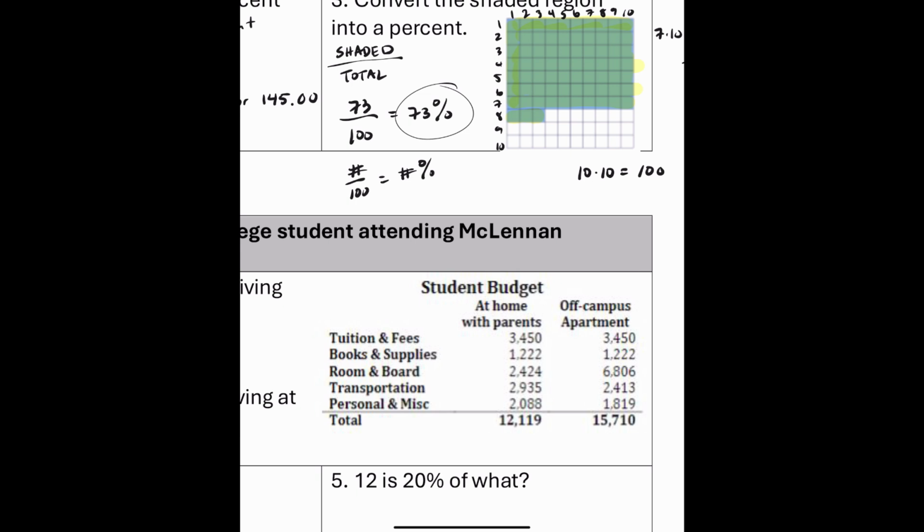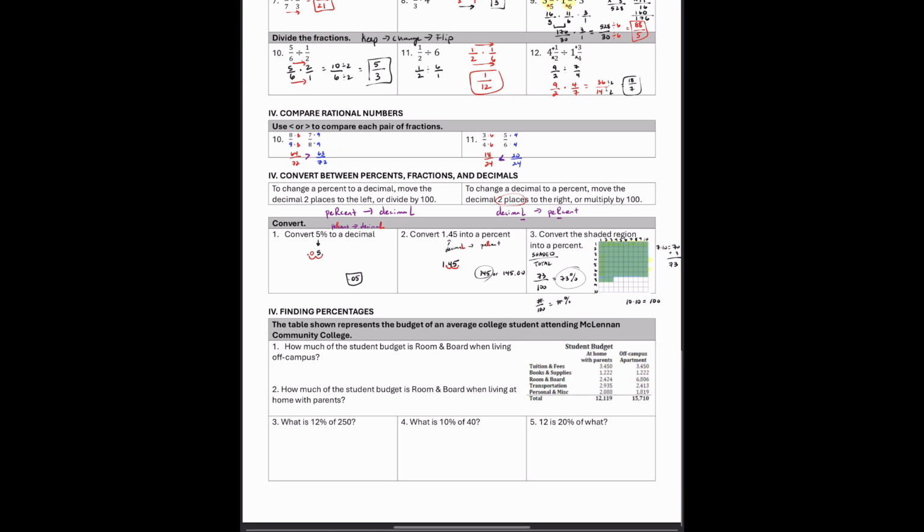So if you were living at home with your parents, then all of these things would total up to $12,119. Right? But if you were living off campus at an apartment, then of course you would have a bigger budget. So in this case, it's $15,710. With number 1, we're looking at 2 pieces of information here.